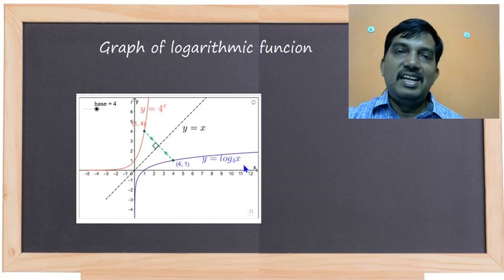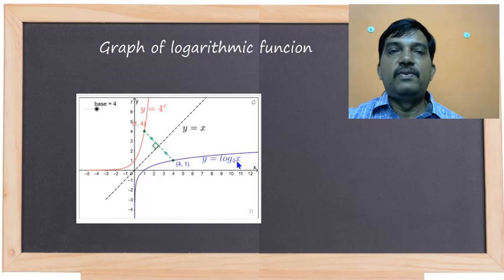And when x is equal to 1 by 4, 1 by 4 means 4 power minus 1, and log x is equal to minus 1. That is, the point is 1 by 4 comma minus 1, 1 by 16 comma minus 2, and if you plot these points and trace, the graph will be a blue curve. You can observe this is the graph of y is equal to 4 power x.